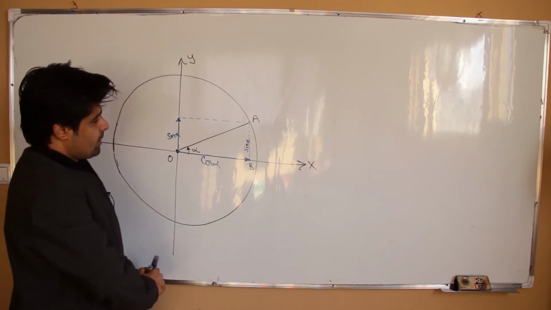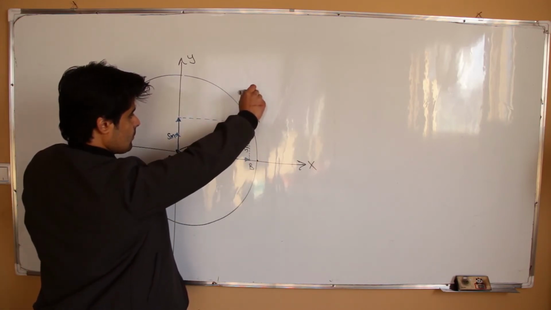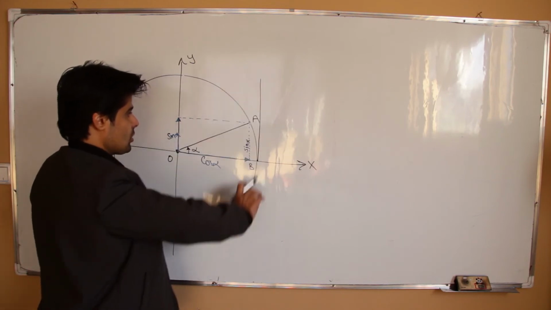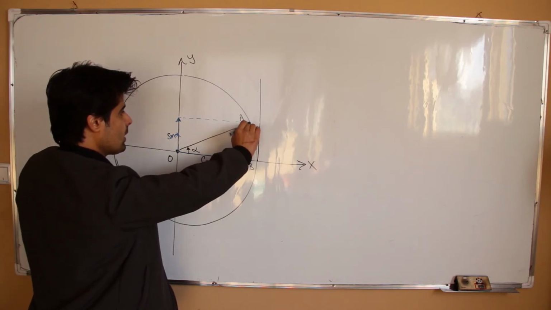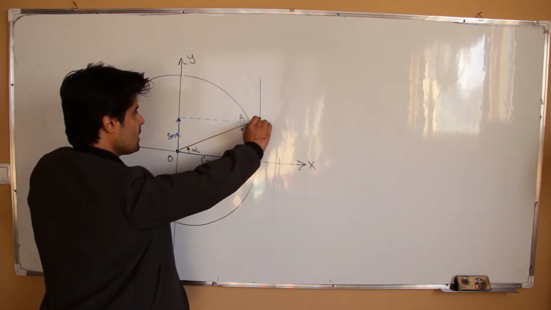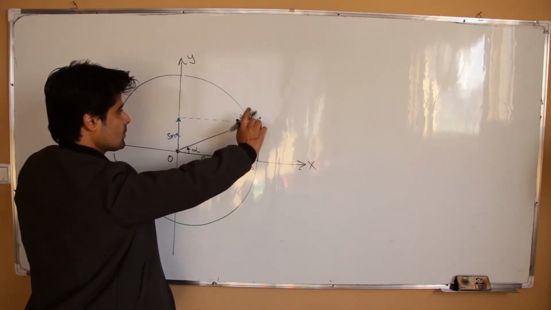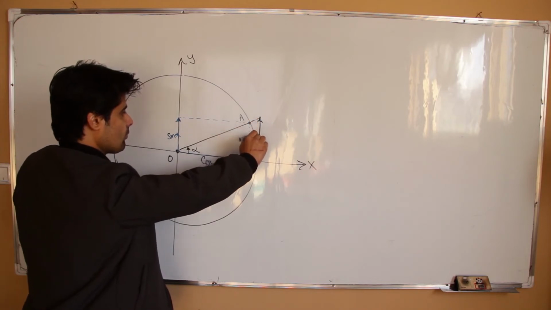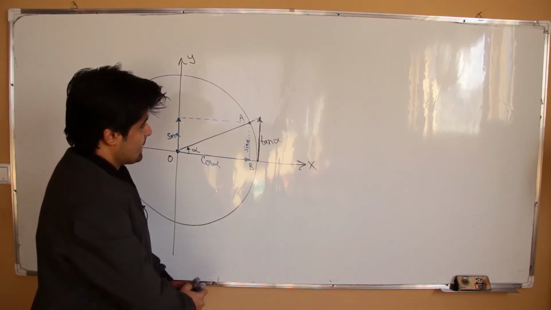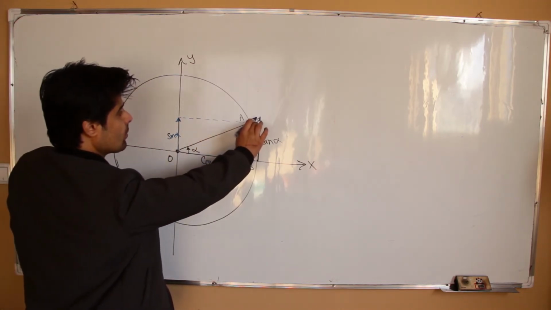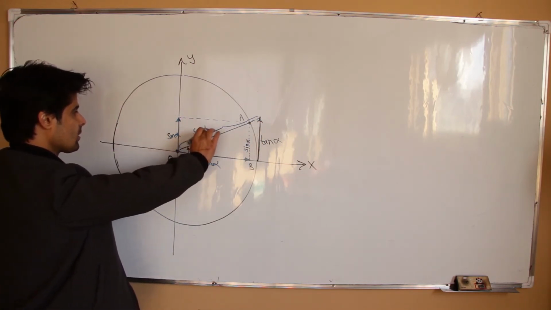Yes. How can we find the value of the tangent? Make a tangential line here. This is your tangential line. Now, proceed this line until it meets the tangential line, and it meets here. So this is called the value of tangent. What's the value of secant? From O up to here. This is the value of secant alpha.